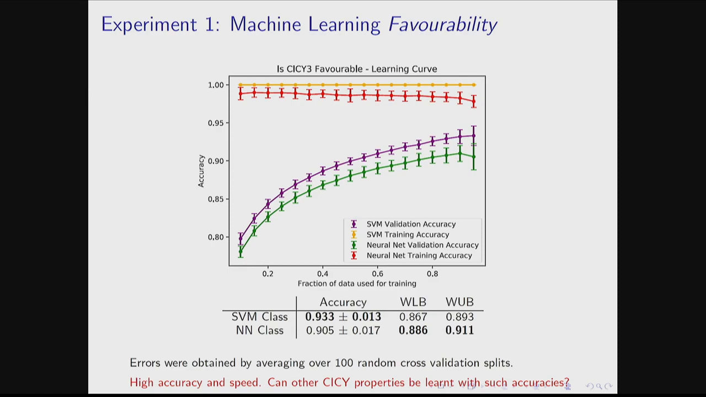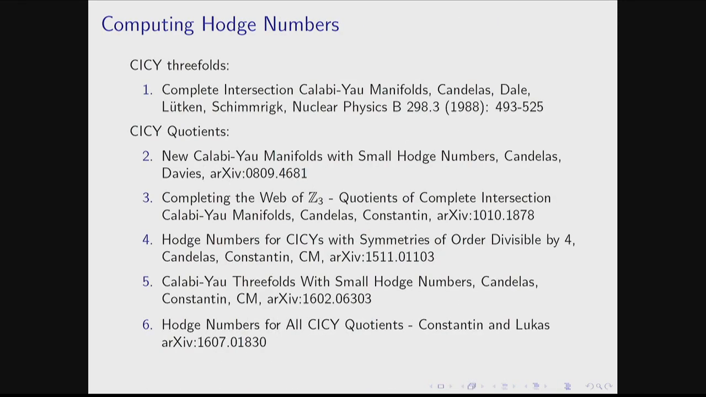Wait a minute, there's no correct answer about favorability. Either the Calabi-Yau is favorable or it's not, I don't get it. No, it depends on the representation. Depends on the representation. It's not a topological property. It's a function of the representation. Yeah. Otherwise, that would be cheating. Great. So the question after this is, can you learn further properties of these manifolds?